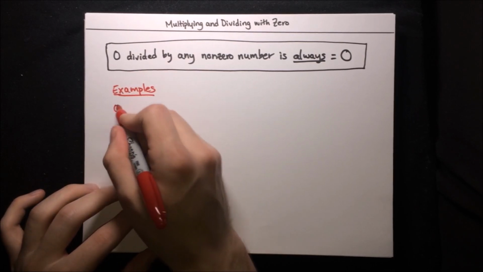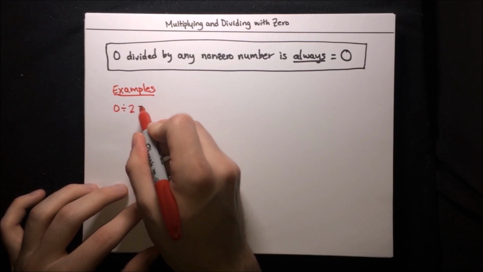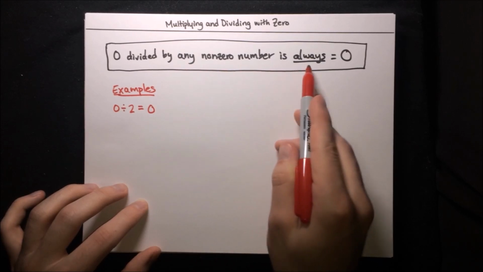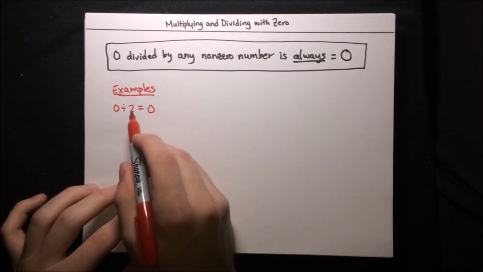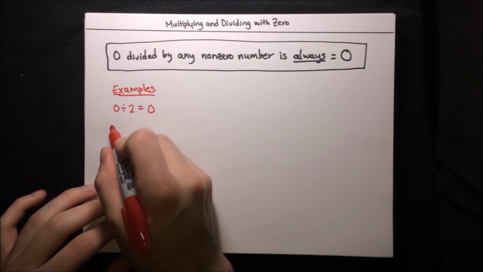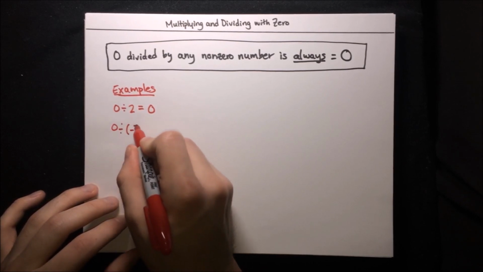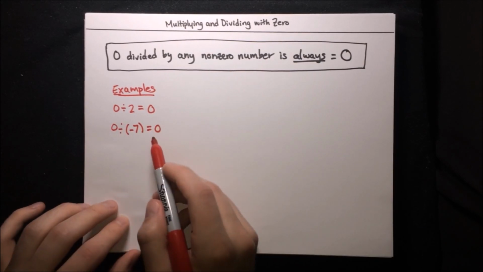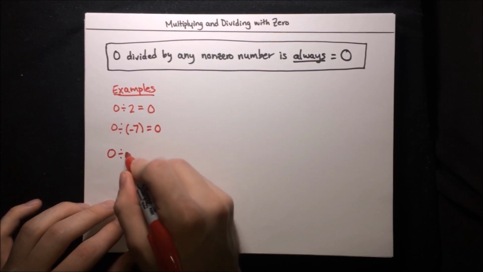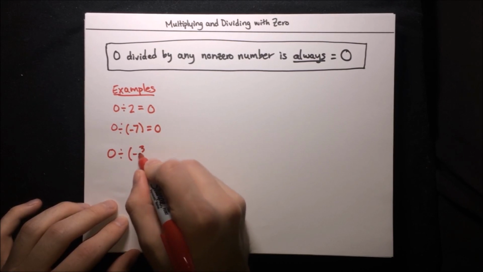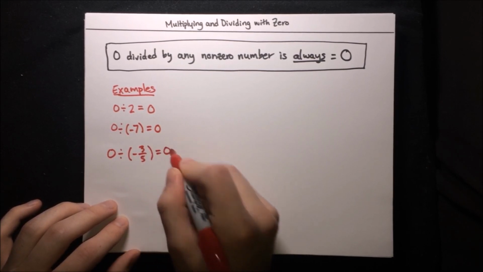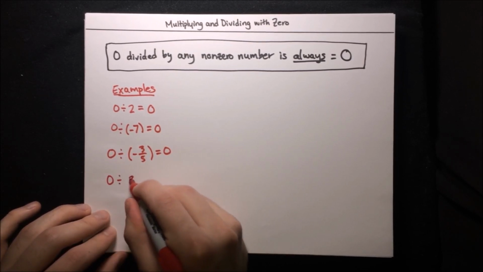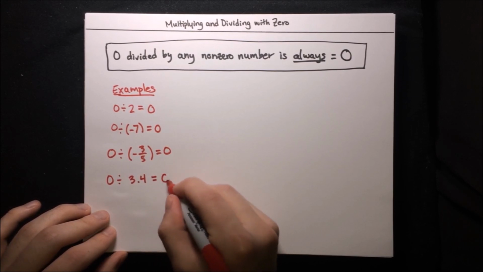First of all, 0 divided by, say, 2. 0 divided by 2 is just 0, because 0 divided by any non-zero number is always 0. So we could really choose anything instead of the 2 as well. We could choose 0 divided by, say, -7. That's also equal to 0. -7 is a non-zero number, so this statement holds. Likewise, 0 divided by, say, -3/5 is equal to 0. We can even stick in a fraction, or we could use a decimal even. 0 divided by, say, 3.4 is also equal to 0.